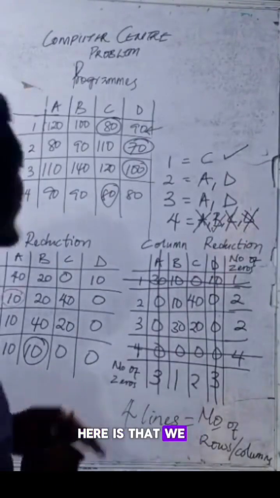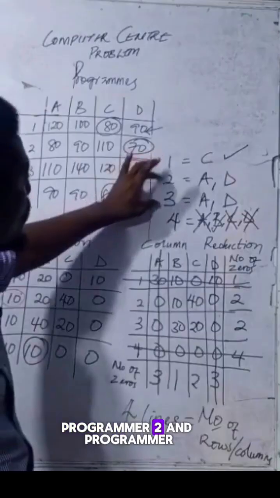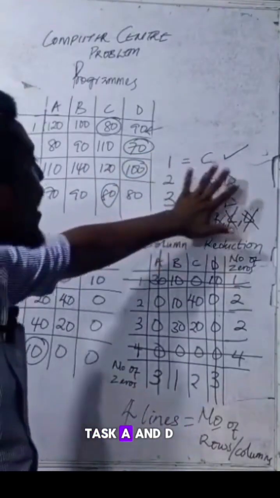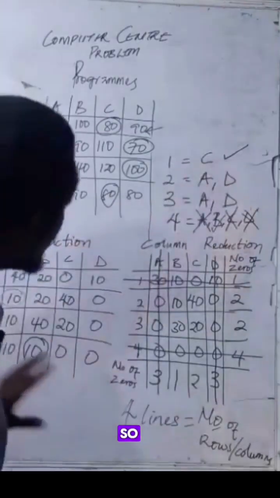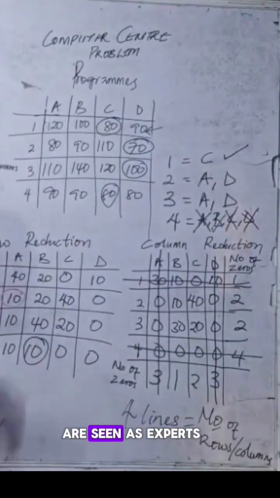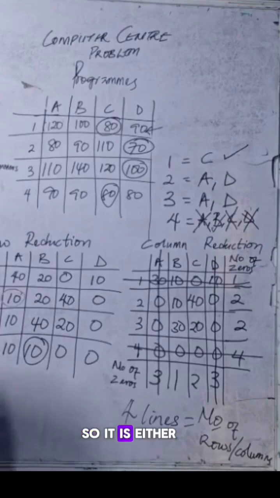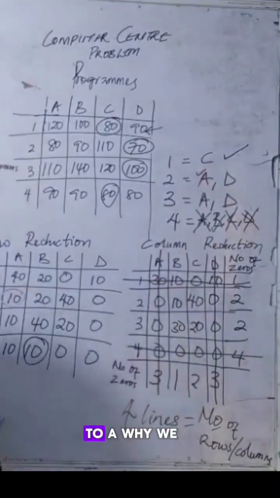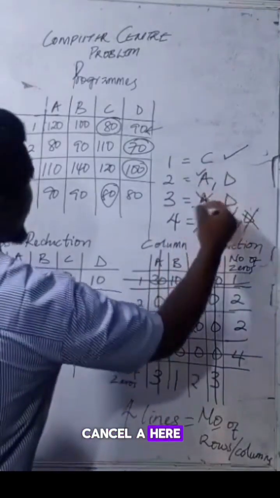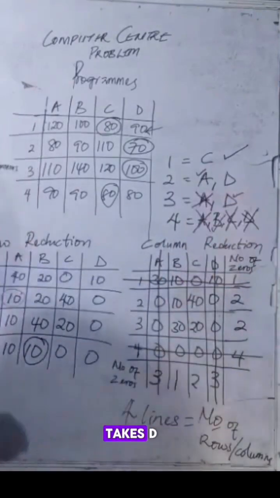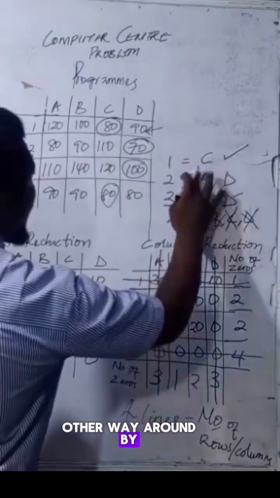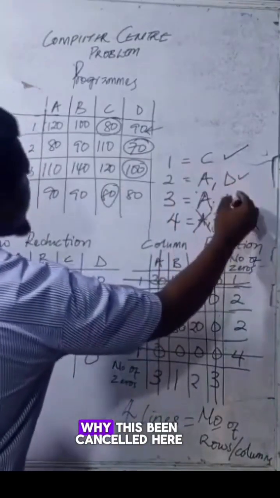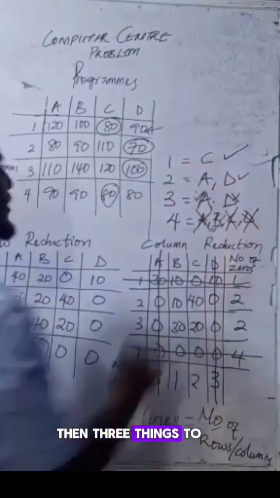Now, the moment we have been able to do that, we have a scenario whereby programmer 2 and programmer 3 are seen as experts in both task A and D. So it is either we go this route, allocate 2 to A, while we cancel A here, then 3 takes D. Or we go the other way around by allocating 2 to D, while D is being cancelled here, then 3 takes the other one.